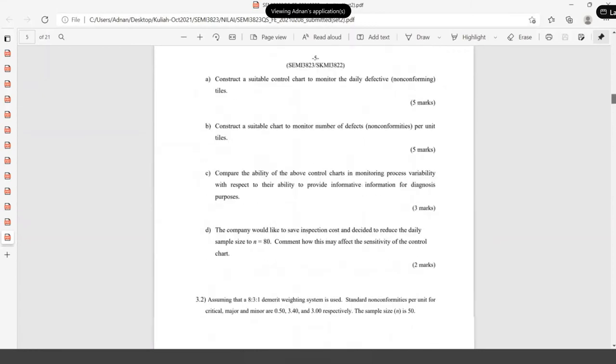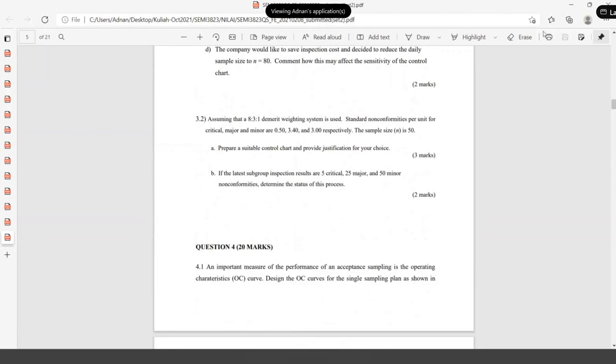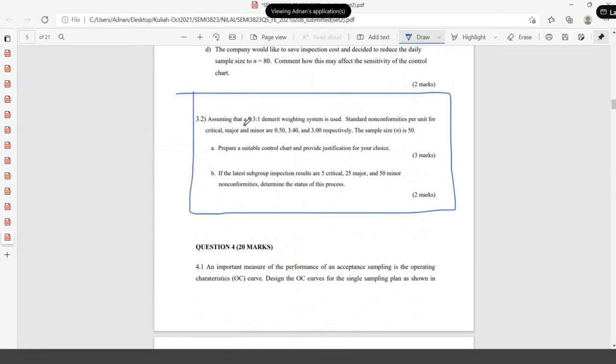Tadi kan, 3.2. Yes, this is the soalan, set 2. Soalan set 2. Okay, so this is the weightage system. This is for critical. Critical has higher weightage. And then you have major and you have minor.